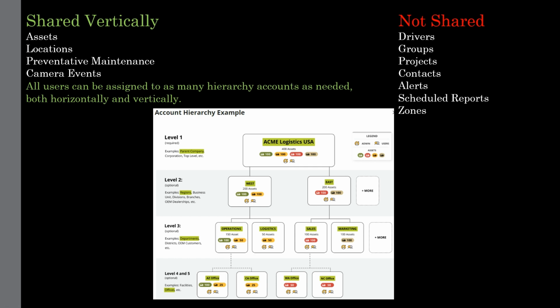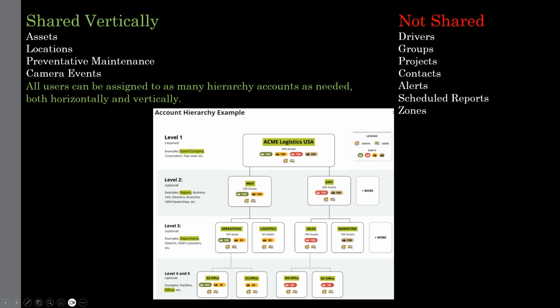Other things that can be shared vertically would be geofences or locations. Say a user at level 1 created a geofence, they could share that down vertically throughout the hierarchy, all the way to level 5 if they want. And then that location would appear in each of those hierarchy accounts. Preventative maintenance, if that's set up at level 1 as a schedule, you can also roll that down through the hierarchy. And then camera events display in every hierarchy account to any admins or restricted admins that have access to camera events.